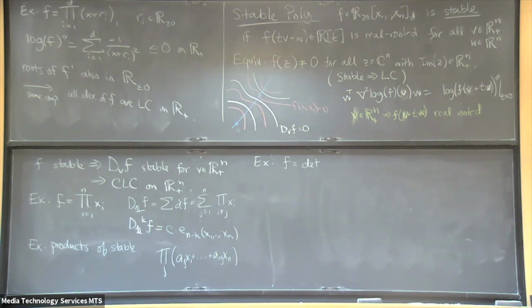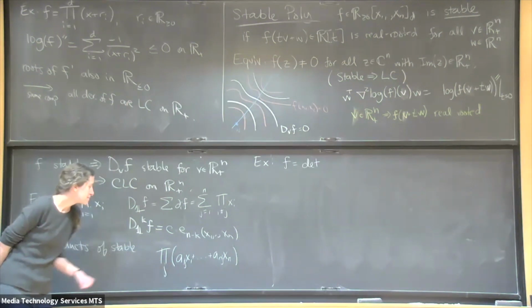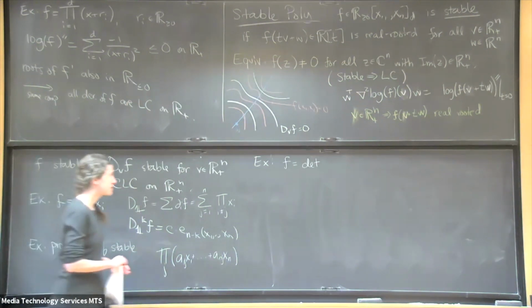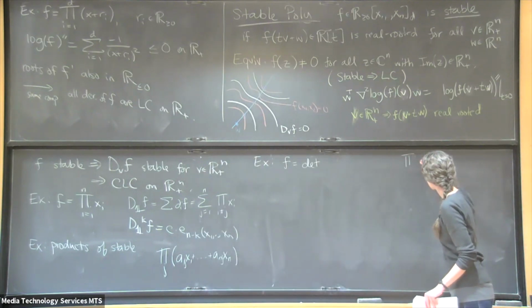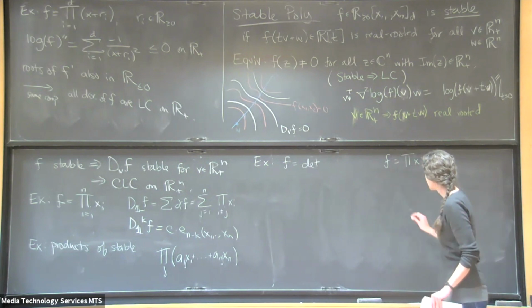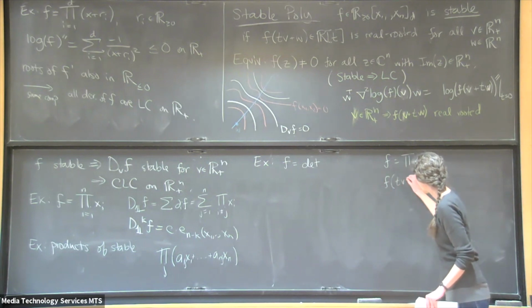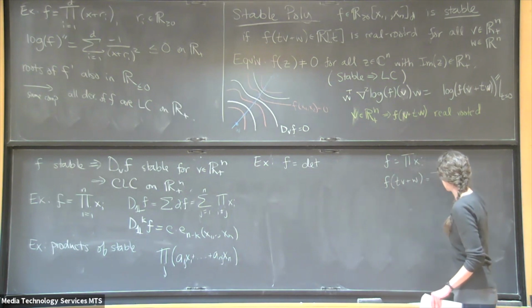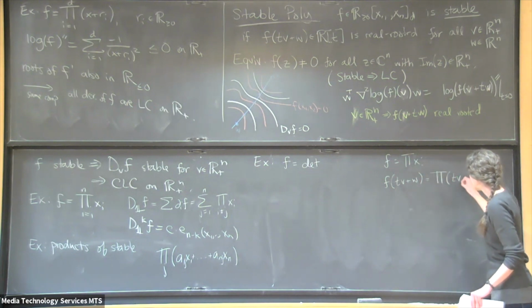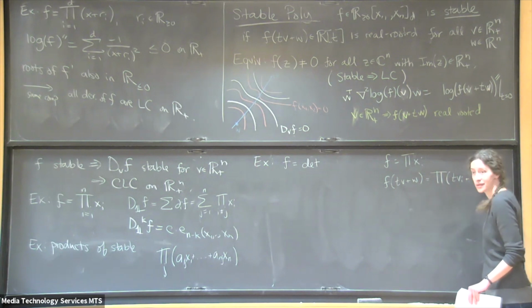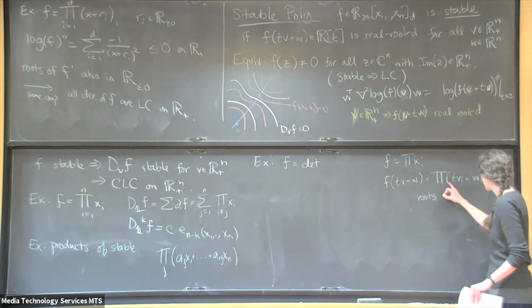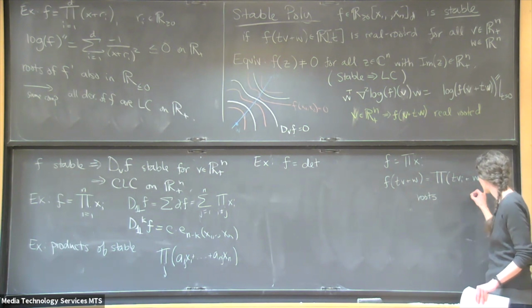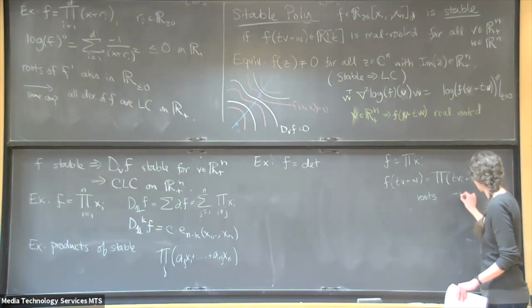I'm still not sure why the product of the x_i is stable. Well, you imagine you restrict this polynomial to a line. That gives you the product of t v_i plus w_i. And the roots of this are just going to be, you get one per factor, so minus w_i.